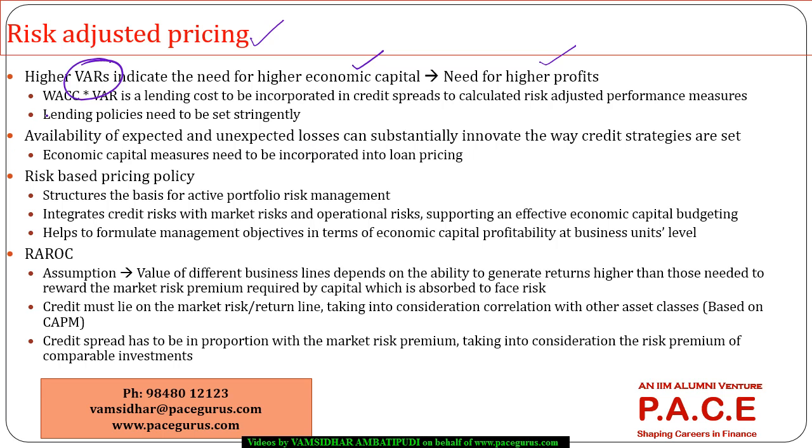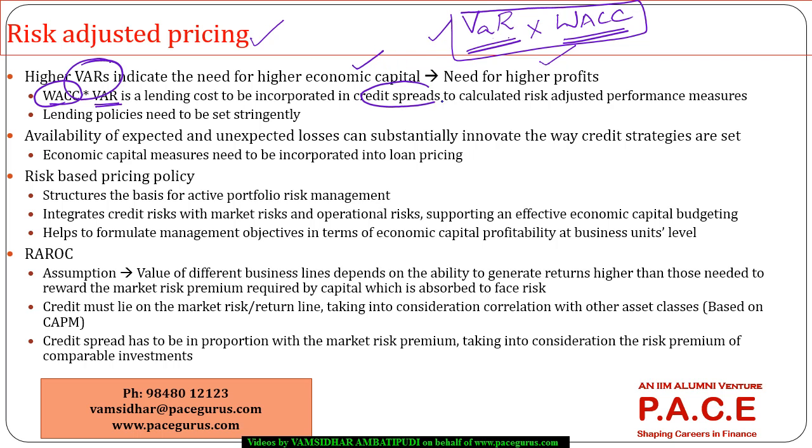So if I look at the cost of capital that is incurred for the bank, and I multiply it with the value at risk, because that much amount is actually blocked. Because I am blocking that much, this is the amount of capital that is simply getting blocked up. So my profit should be much higher than this amount. So it's a kind of lending cost which has to be incorporated into credit spread. And the lending policies need to be designed more and more stringently based on this particular aspect.